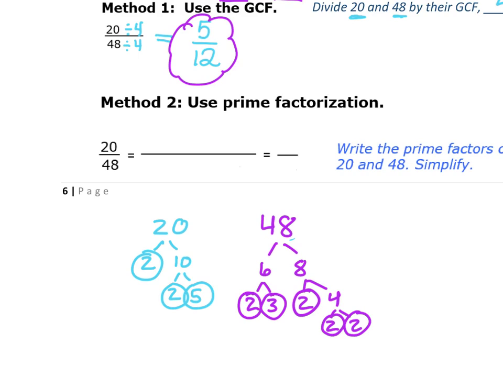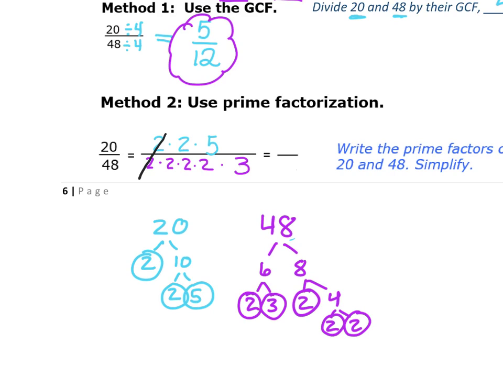So what I'm going to do is write those prime factorizations on these lines. For 20, I have 2 times 2 times 5. Remember to write these least to greatest so you don't have your numbers all jumbled up. And for 48, I have 4 2's and then 1 3. Now what you want to do is cross off any factors that they have in common.